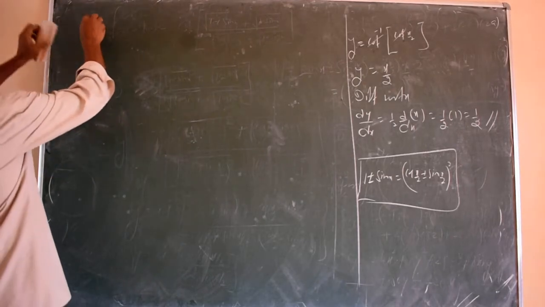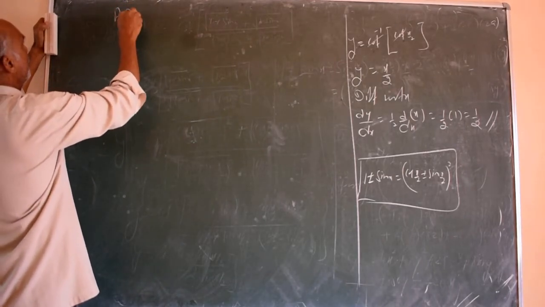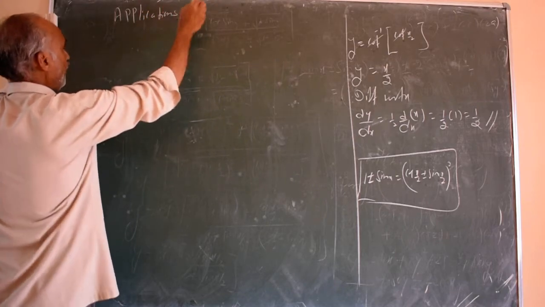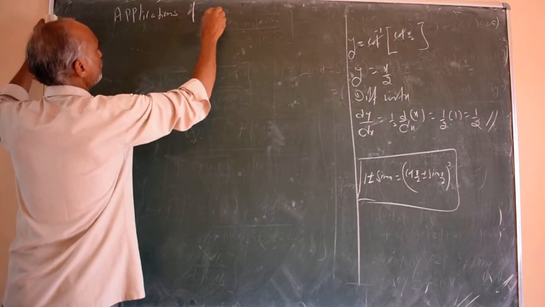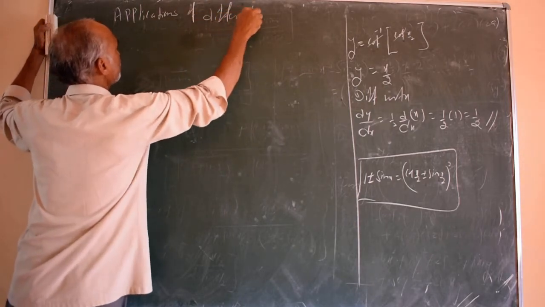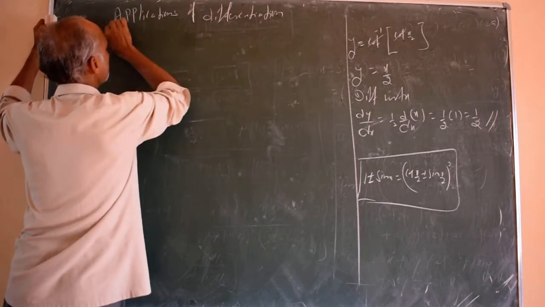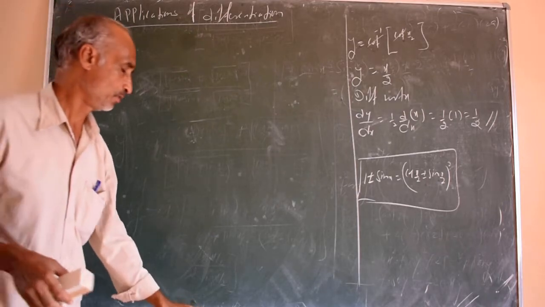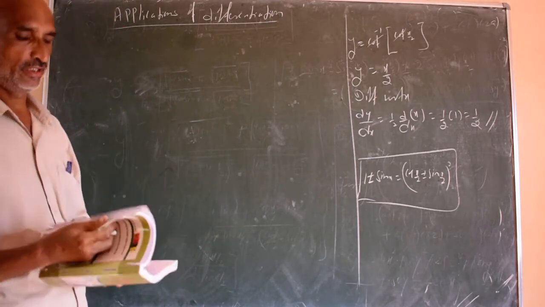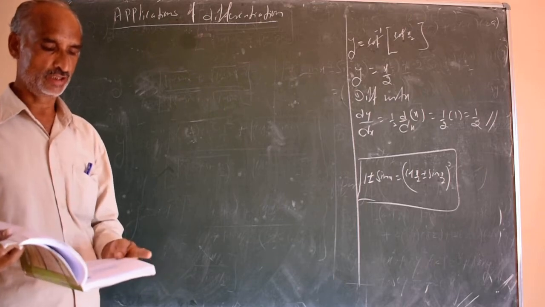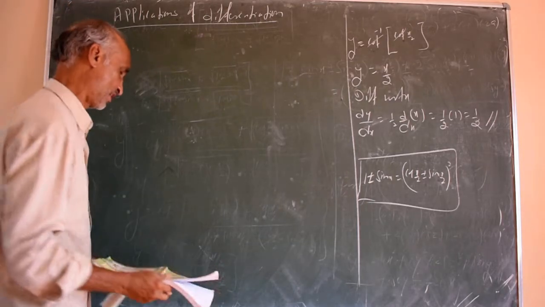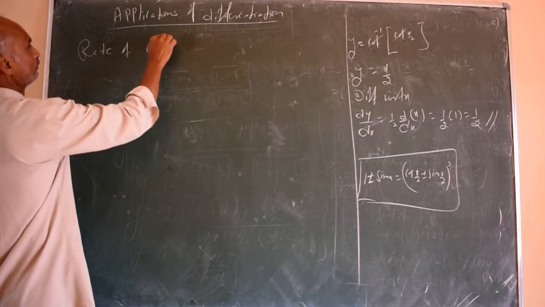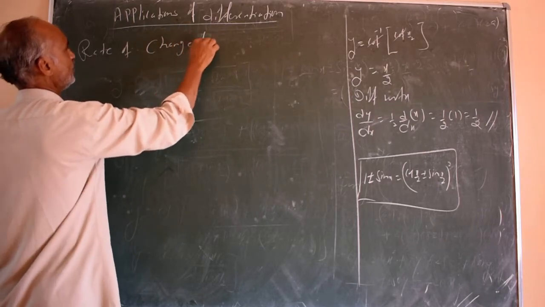Okay. Now, applications of differentiation. First one is rate measure. The state syllabus heading is rate of change of quantity, or rate measure. And the same, rate of change of quantity.